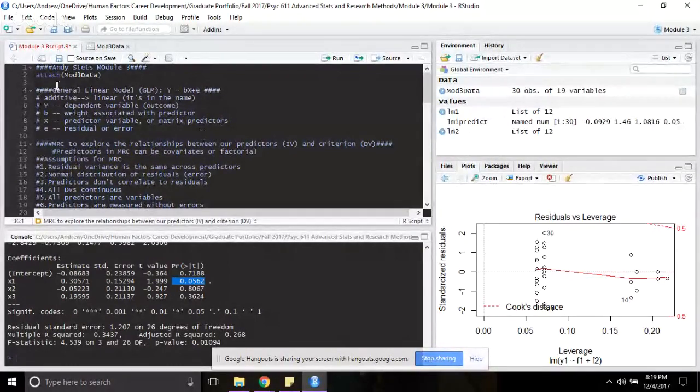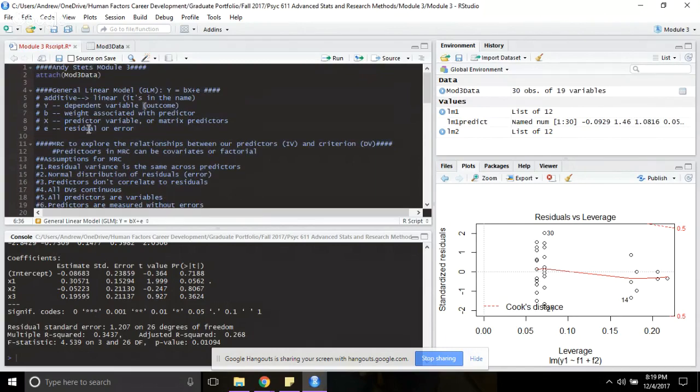I'll start by talking briefly about the general linear model. This is it. Y equals bx plus e, where it looks like the equation for a line because it is a line. Y is the dependent variable, or the outcome. B is a weight that's associated with our predictors, which is represented by x, and E is the error, or residual.